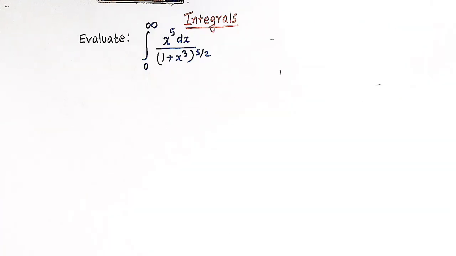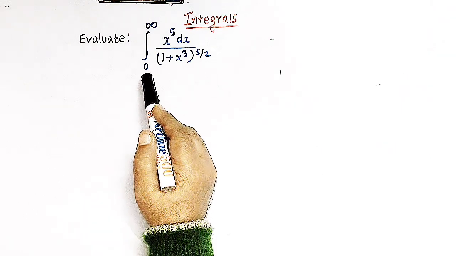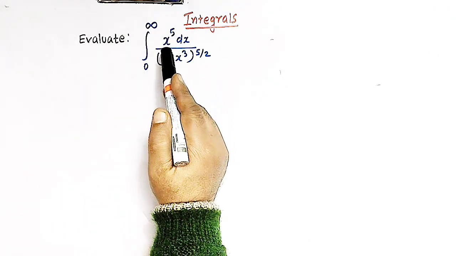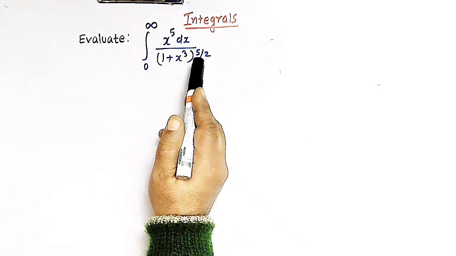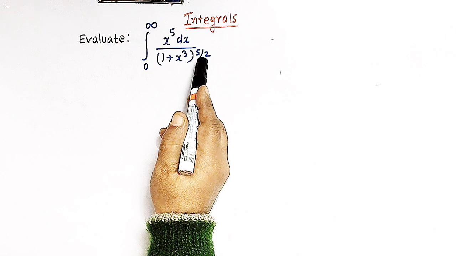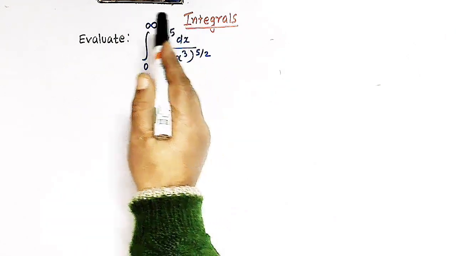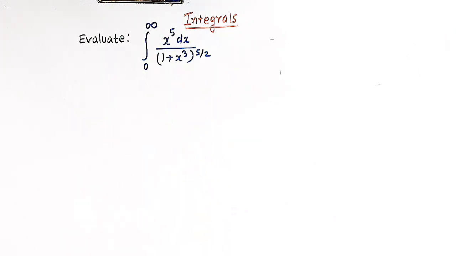Hello viewers, in today's session we are going to discuss another important problem from integration, and here we have to evaluate this integral that is from 0 to infinity, and we have x raised to 5 divided by 1 plus x cube raised to 5 over 2 dx. And here we are going to make use of the concept of beta and gamma functions to evaluate this integral.